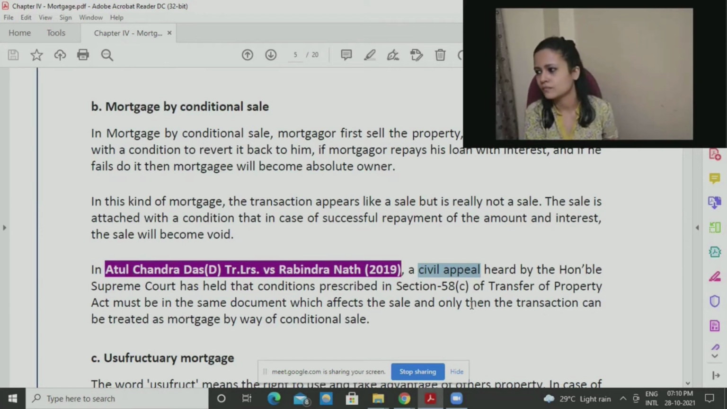Yes, ma'am. Whether there will be a hearing on the grounds, should the court consider the appeal? Yeah, the SLA will be on that ground only. If they accept your SLA, it will be considered like a regular appeal only. But if the Supreme Court judge feels that no, this is not having any importance, they can reject your special leave for appeal also.